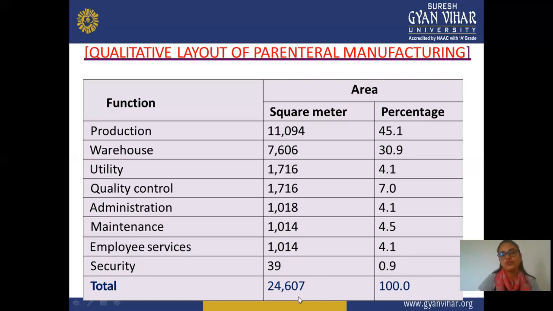The total area required for manufacturing or production of parenteral product is 24,607 square meter. And this overall completes the 100%.